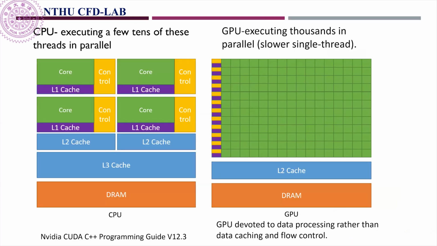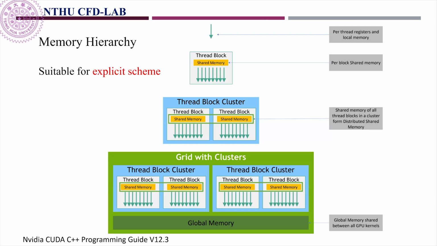If you see this one, a copyright from the CUDA programming guide, this is the CPU executing a few tens of threads in parallel. The advantage of CPU is that it has a lot of cache, much better than the GPU. GPU has a lot of threads, but the performance per thread is much slower, and the cache size is much lower. So it stands on its own. If your method is explicit, then that would be better too. But you need to modify your scheme to run on GPU.